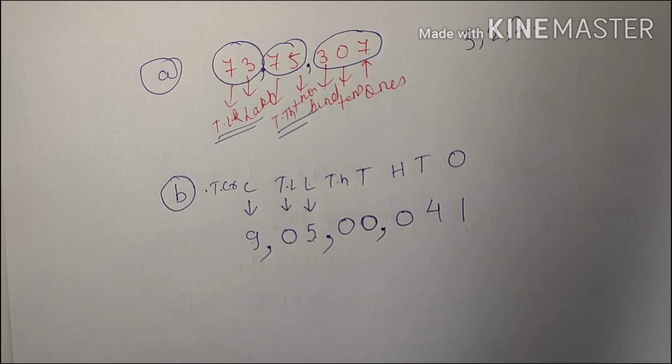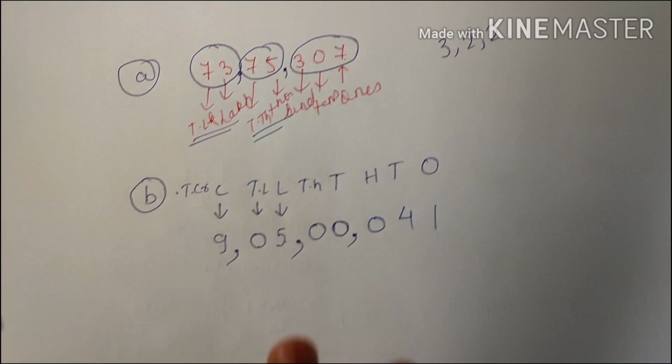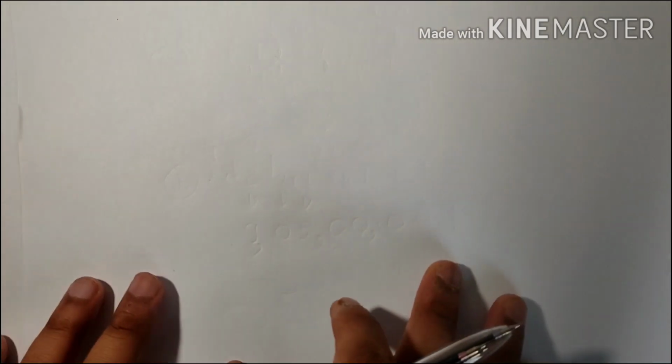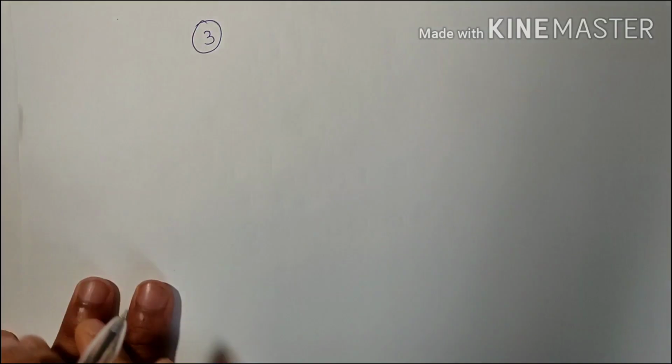Okay, now let's see Roman number 3. Insert commas suitably and write the names according to the Indian system of numeration. So see, in the first class I told you there are 2 types of numeration. We are going to use them now. Okay, Indian system and international system. So this one is Indian system.